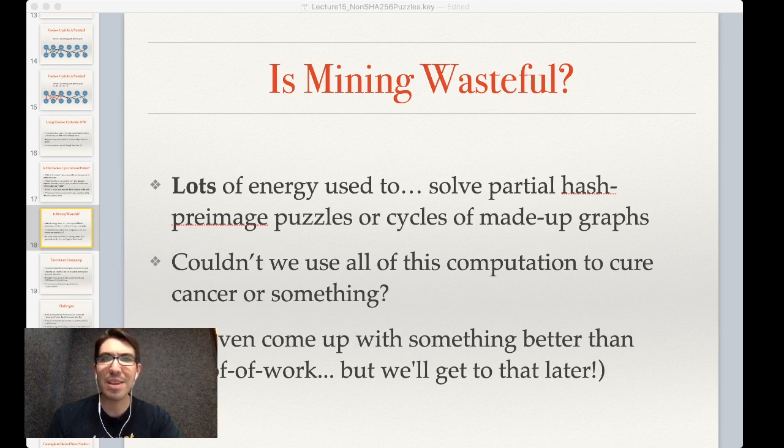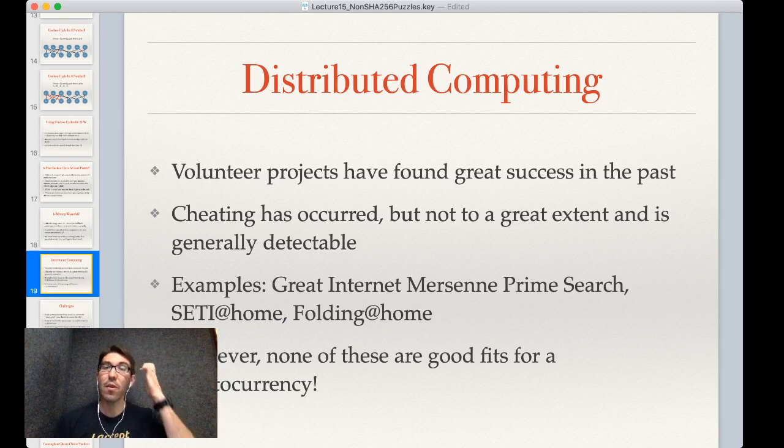But now let's say that we have to do some sort of proof of work. Let's make that assumption for now. Like I said, that's an assumption that we will take away and look at in the next lecture. But for now, let's say we have to mine. So couldn't we do something with that? There have been a lot of distributed computing projects, and there has been some cheating in all of these, but it's generally detectable.